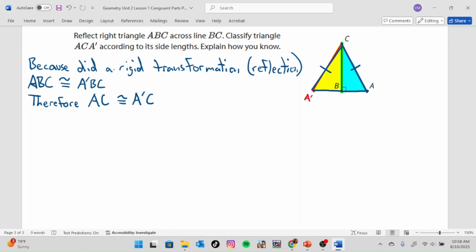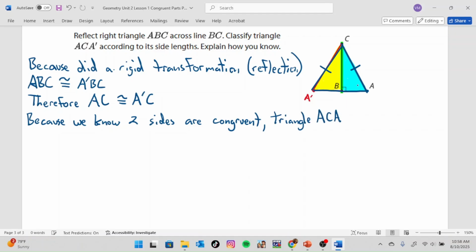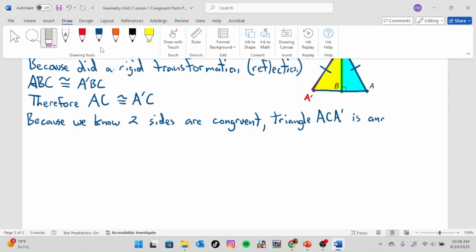Since we know that at least two of the sides, maybe the bottom is as well, but we don't know for sure, because we know two sides are congruent, triangle A, C, A prime is an isosceles triangle.